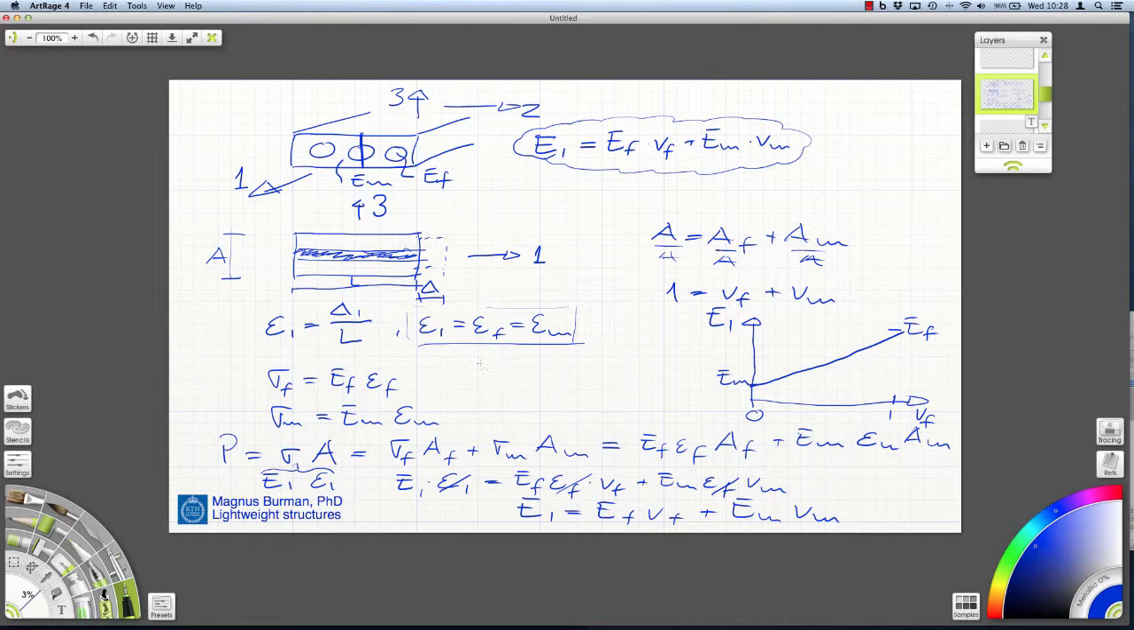So that was the derivation of the elastic modulus parallel to the fiber for one single layer of composite. Okay, thank you.